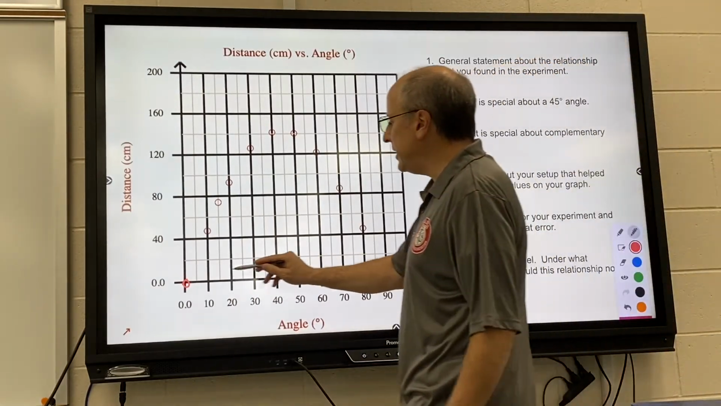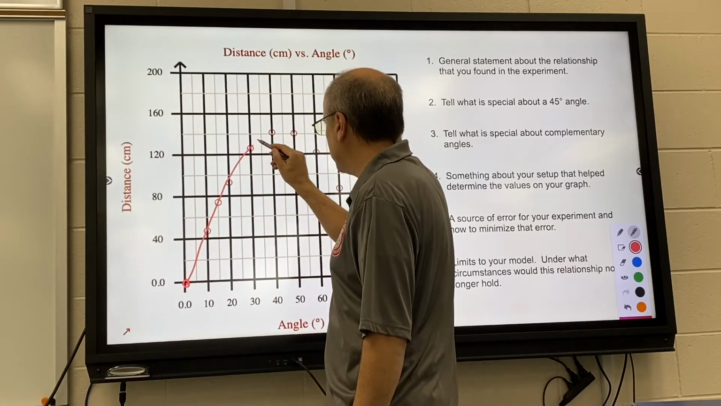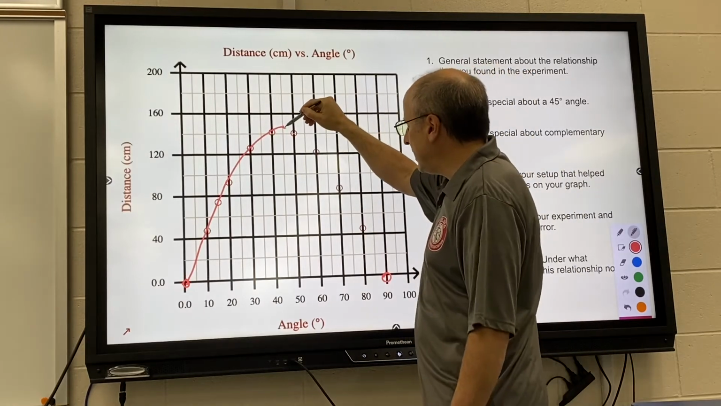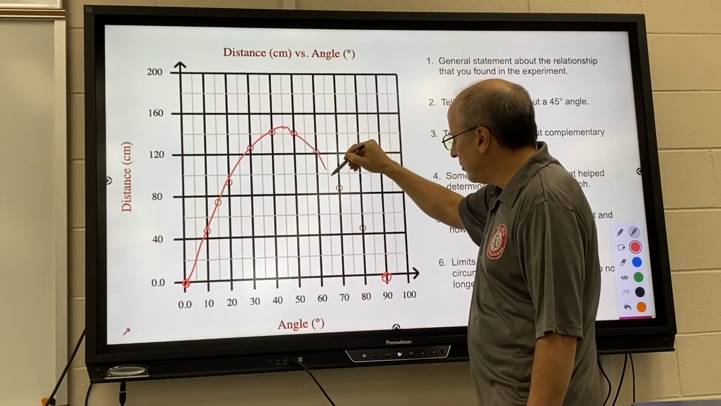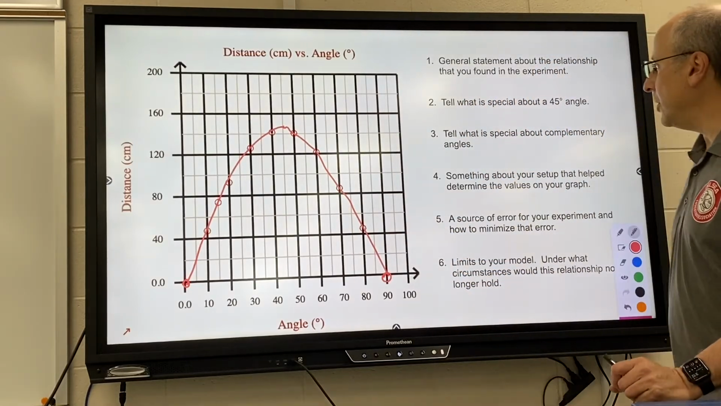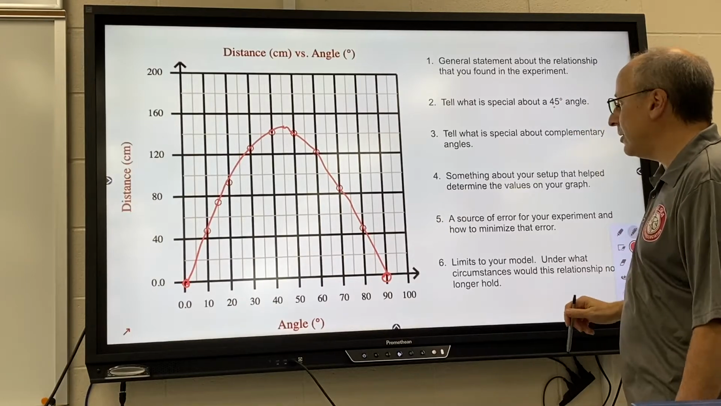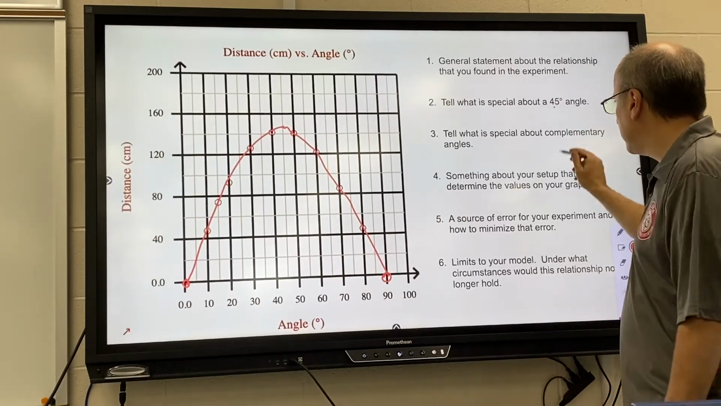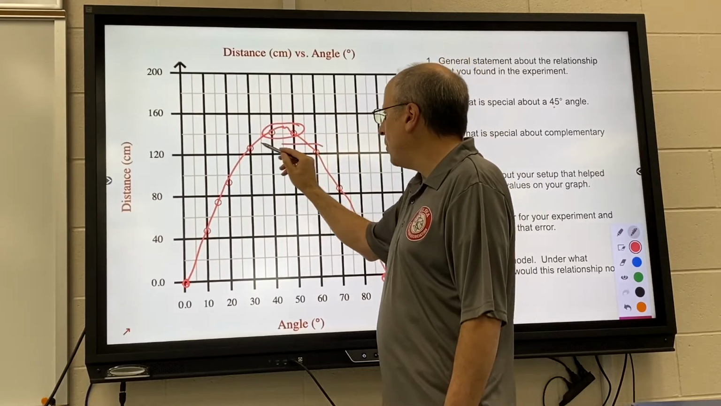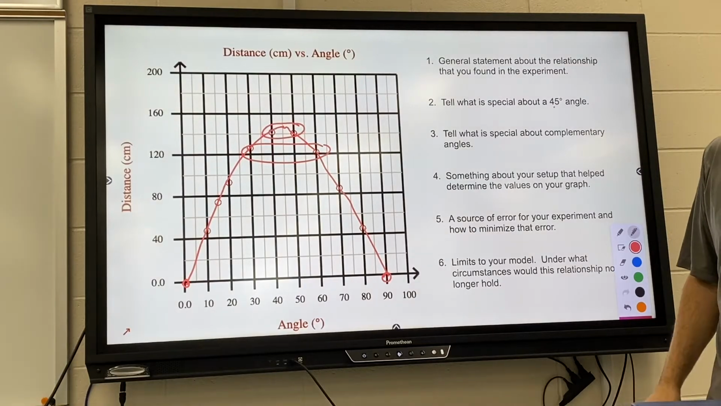You'll notice starting at 0, bigger angles create a farther distance up until you hit about 45 degrees. And at that point, bigger angles start to make the distance traveled less. And what you're going to see happen is 45 degrees is the best angle in terms of the farthest distance, and the complementary angles like 40 and 50 or 30 and 60 travel exactly the same distance.